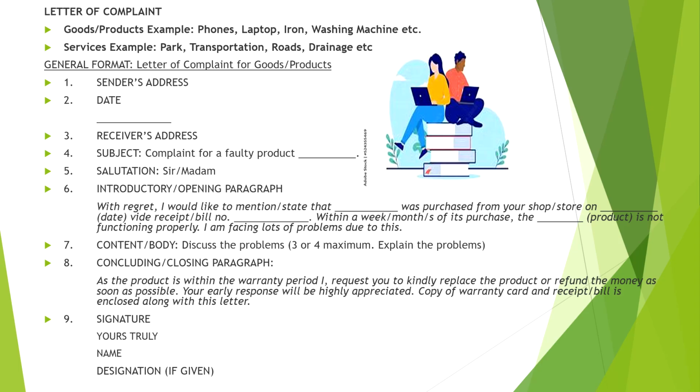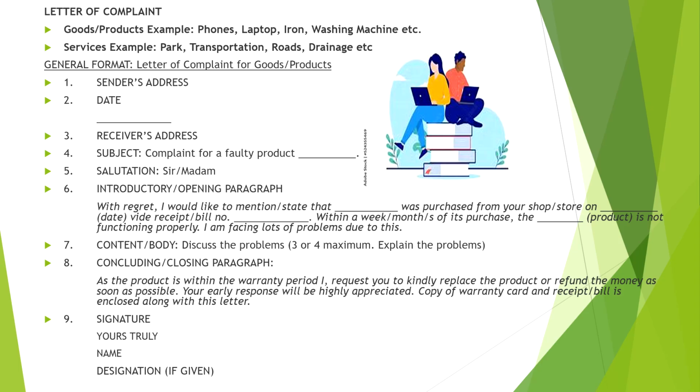A laptop was purchased from your shop or store on, say, let's take 7th of January 2026, vide receipt bill number XYZ123. Within a week of its purchase, the laptop is not functioning properly. The dash means the product, okay? The laptop is not functioning properly. I am facing a lot of problems due to this.